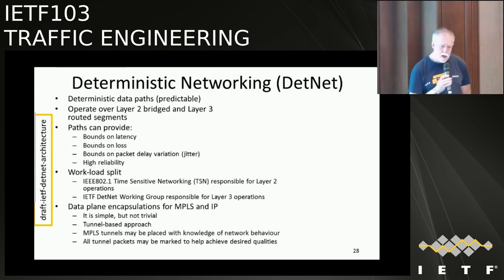DetNet, Deterministic Networking, is a relatively new working group in the IETF. It's about building deterministic paths, predictable paths for data. It's aimed at layer 2 bridged and layer 3 routed network segments, quite often looking at a concatenation of those. So you might start in layer 2, do some hops there, then move into a layer 3 network, and then pop back out into a layer 2 network. The intention is that the paths provide some predictability in terms of latency and loss and jitter. So not necessarily controlling those things, but knowing what the worst case might be.